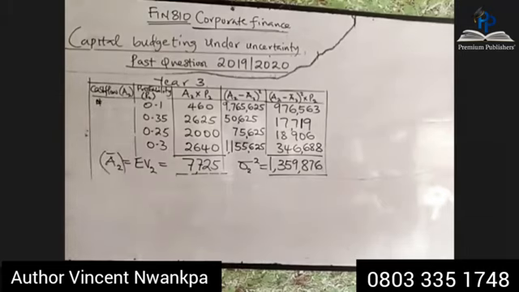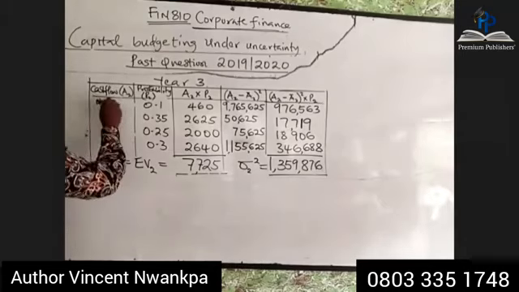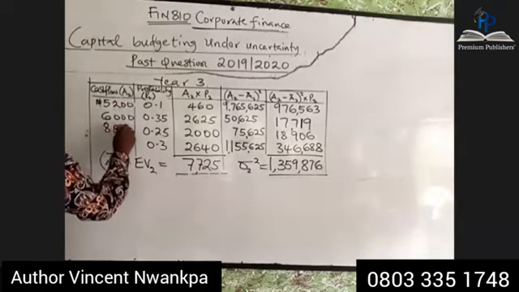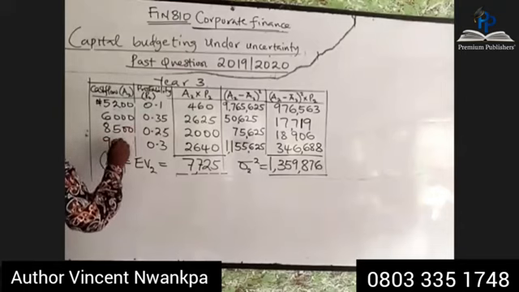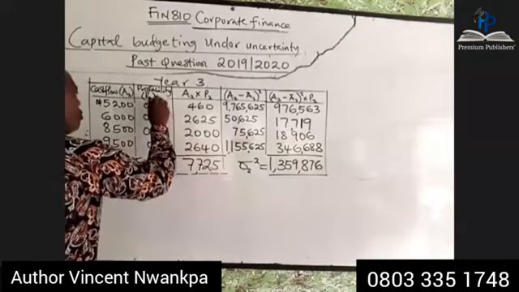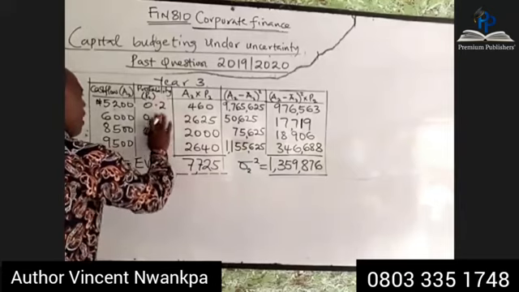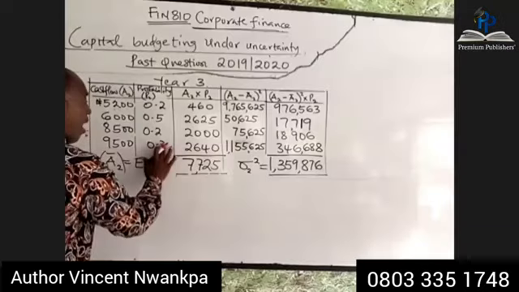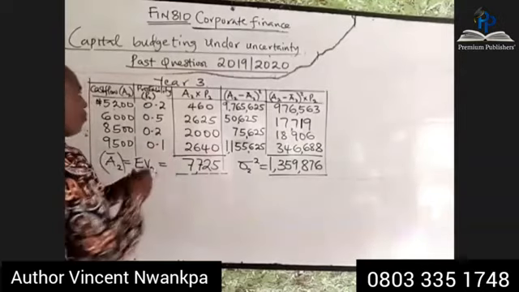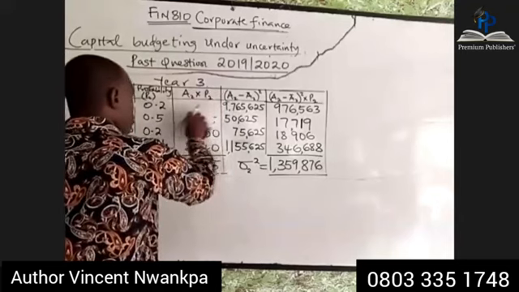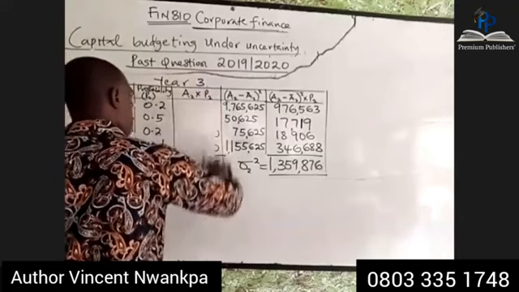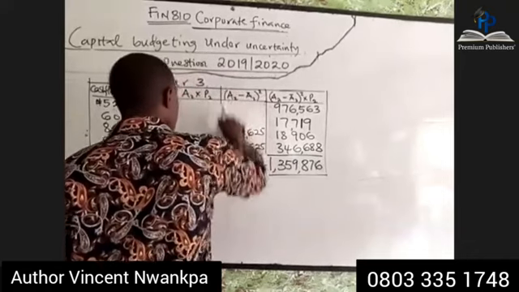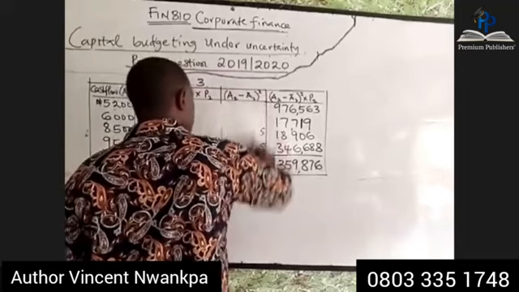For year 3, the cash flows are 5,200, 6,000, 8,500 and 9,500, with probabilities 0.2, 0.5, 0.2 and 0.1. Good. So this place was changed. Let's finish changing everything about it. So that's year 3. How to calculate the year 3 figure.